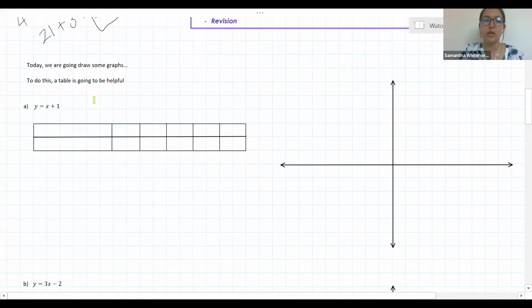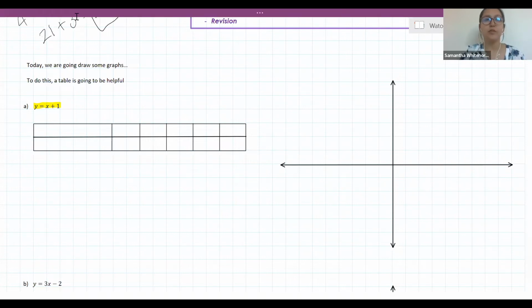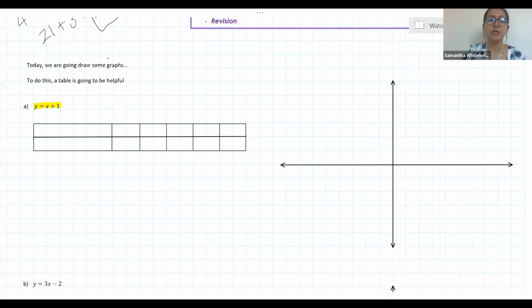Now, in order for us to do that, as I've also said before, tables are quite helpful to us. So what we can see here is that I have given you an equation. In question A, I have told you y is equal to x plus 1. So I'm telling you what the equation or the rule is that we're going to use to describe the relationship. Now, we also know that we have two variables that we need to consider. We have our input, which is our x value, and we have our output, which is our y value.